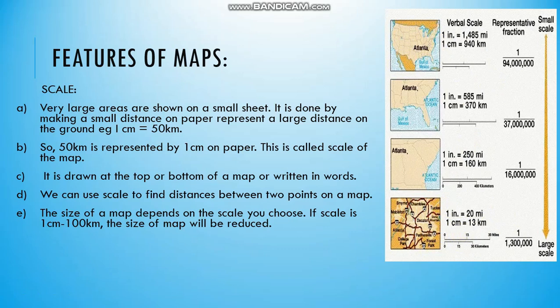So if scale is large, size of the map will be reduced. It means in a particular area of paper, very small area of land can be displayed. But if scale is small, in a particular area of paper, large area, the whole Atlanta can be displayed. So this is your small scale.